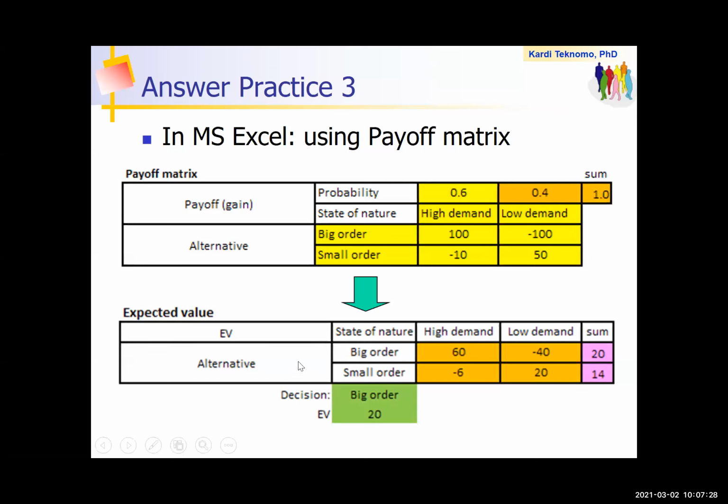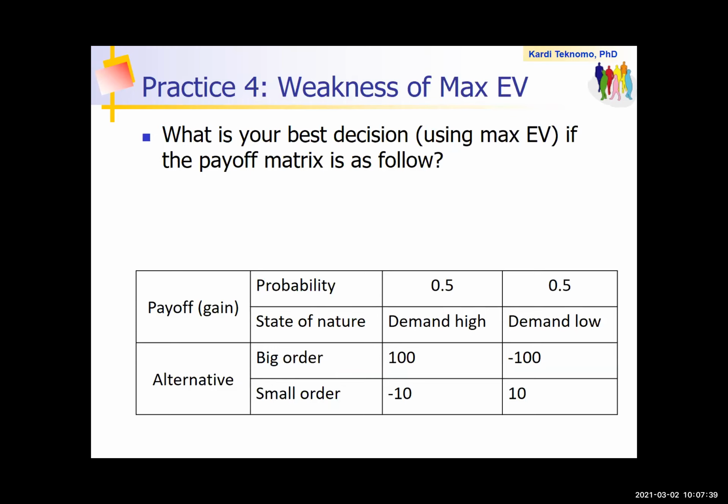Okay, so here you can compute the payoff matrix into the EV, similar to a decision tree. So for your own practice now, what is the best decision using maximum EV if the payoff matrix is as follows? The probability in here is 0.5 and 0.5. It is Laplace.